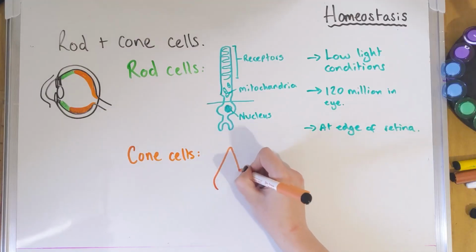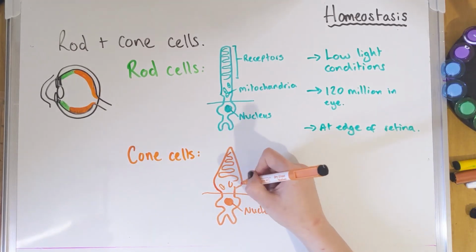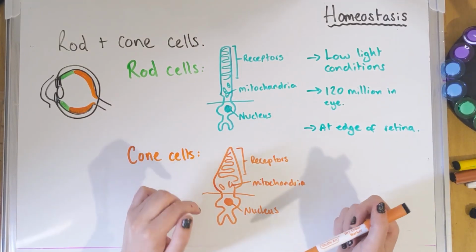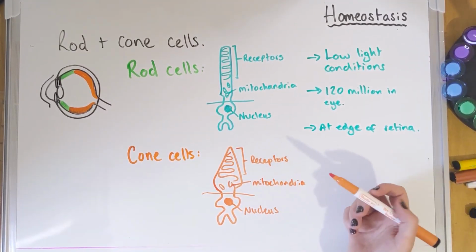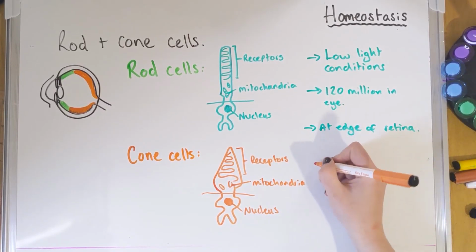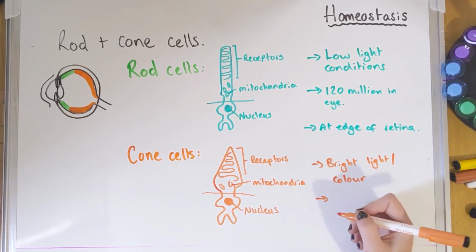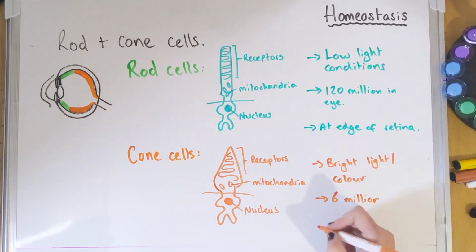Your cone cells then look sort of like upside down ice creams. You'll see when I draw one. So your cone cell looks a bit like a traffic cone or a carrot that's upside down. These detect bright light and colour. You have far fewer of these in your eye. You only have around 6 million. And these are much, much less sensitive, so they only send off an impulse if a larger number of photons are detected.